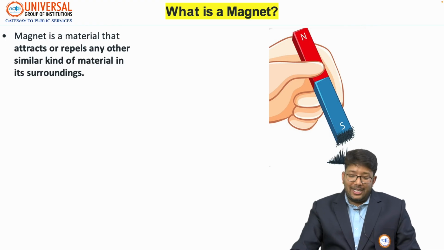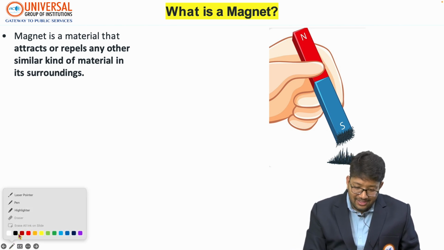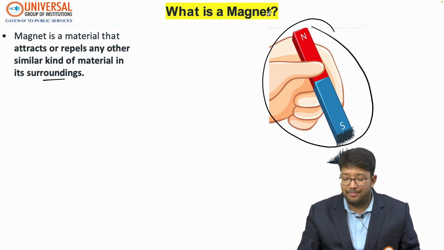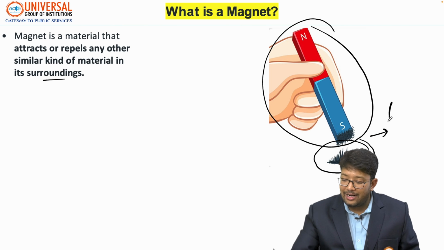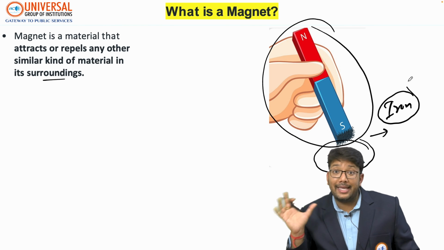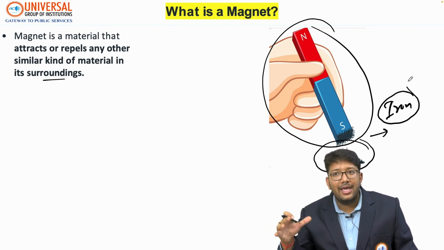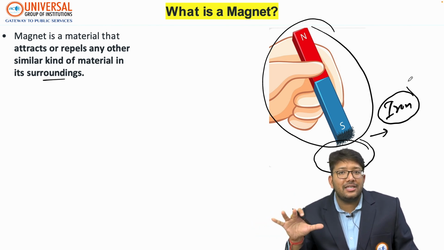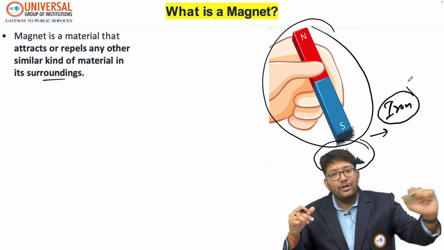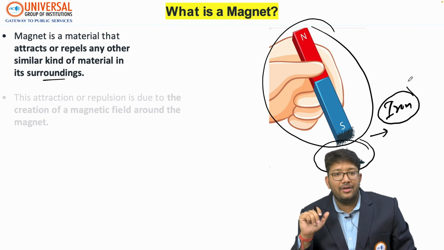Alright, so students, what is a magnet? A magnet is a material that attracts or repels any similar kind of material in the surroundings. Suppose this is a magnet, and all these are iron filings. Generally we know that iron is the magnetic material, but there are also other materials like nickel and cobalt. Those also have magnetic properties, but the most significant is iron. That's why we use refrigerator magnets and all. So that is the magnet. Either it will attract or it will repel similar kinds of materials.